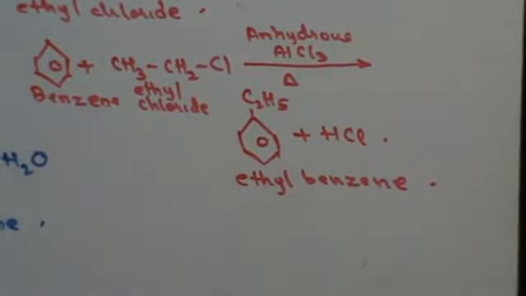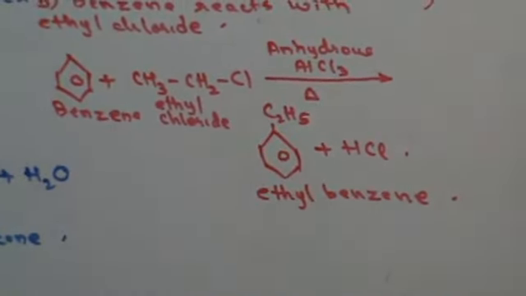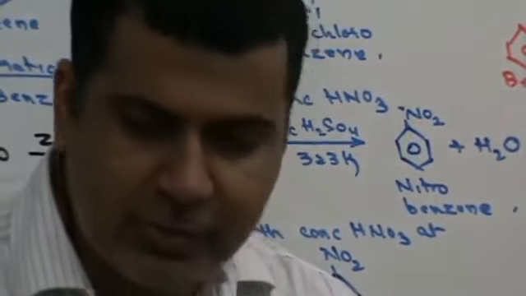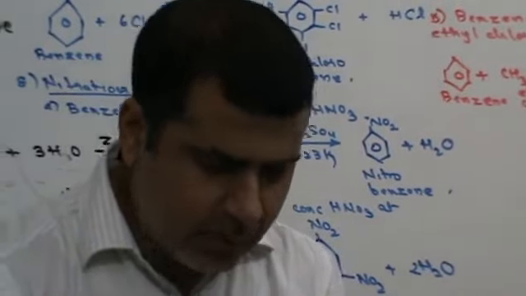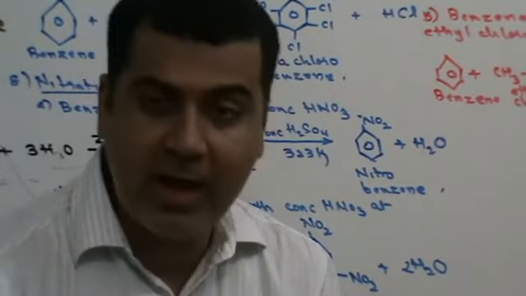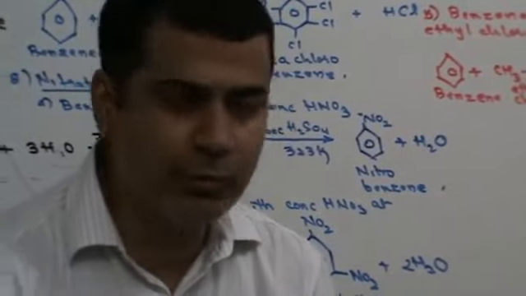Okay, where do I use benzene? Why am I studying about benzene? Benzene is used as a solvent in oils and fats. It is also used in the manufacture of dyes, drugs and perfumes. It is used for dry cleaning, and it is also used as a motor fuel under the name benzol. So these are my uses of benzene.